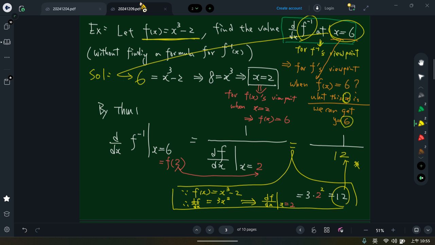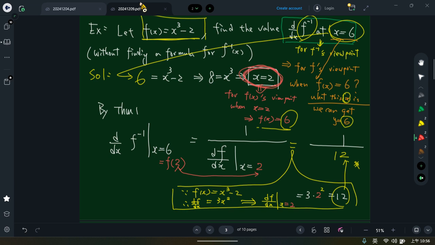So after this calculation, we can note that for x equal to 2 in the original function, the return value is 6. So this is exactly what we want to get.